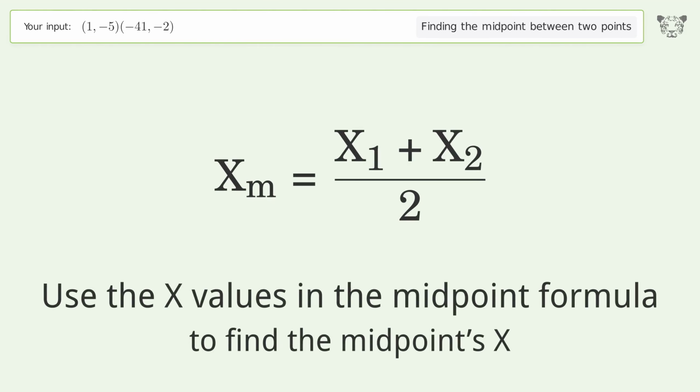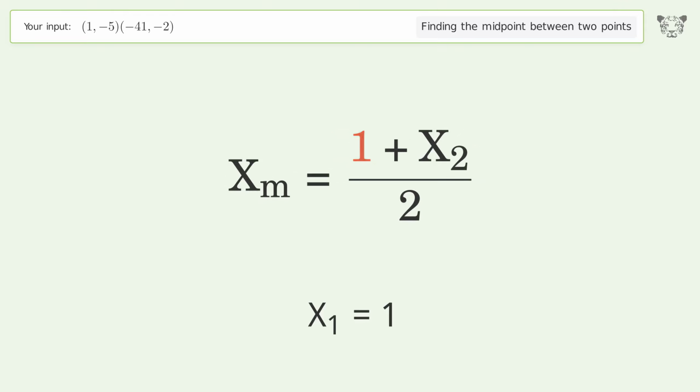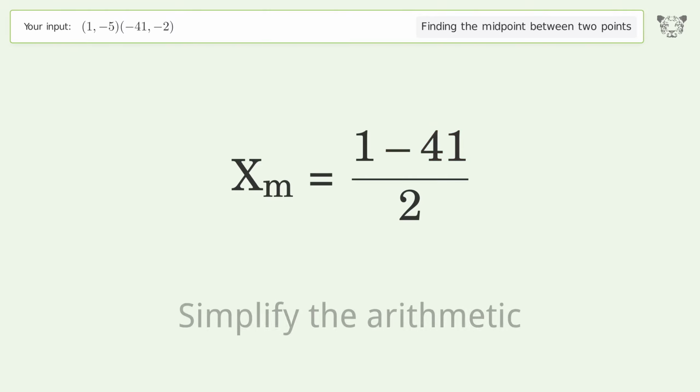Use the x values in the midpoint formula to find the midpoint's x. x1 equals 1, x2 equals -41. Simplify the arithmetic.